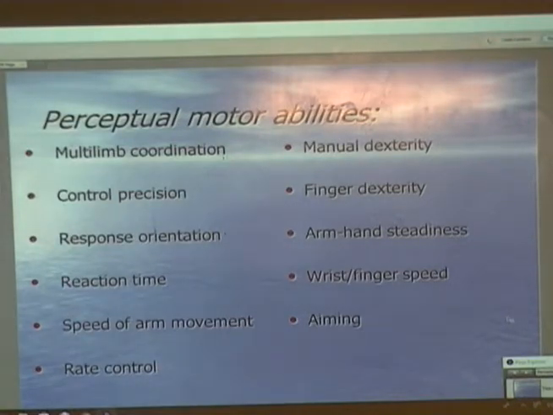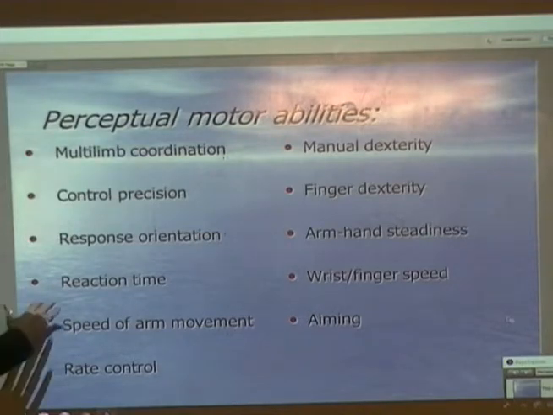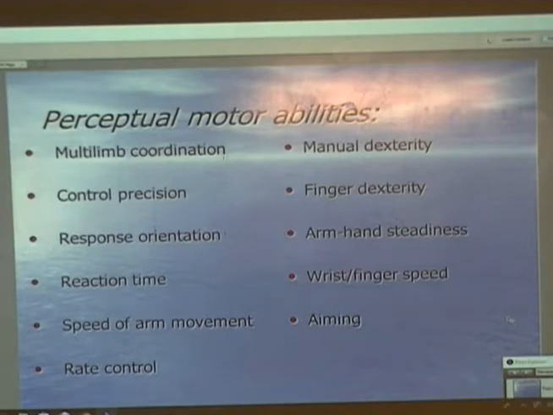So under his perceptual motor abilities, he had 11 options, right? So something like reaction time. We often hear people say, oh, well, I trained so hard I improved my reaction time. No, you can't improve reaction time, it's genetic, right? You can improve response time, but that's not the same thing, okay? And we'll have a quick look at that on Wednesday.